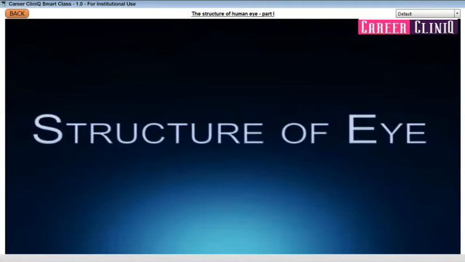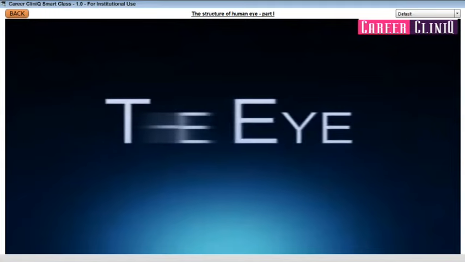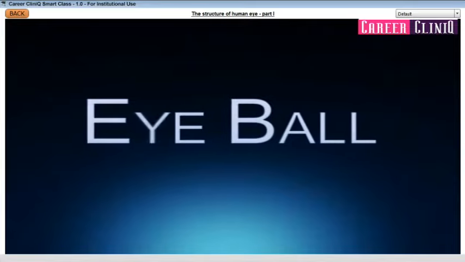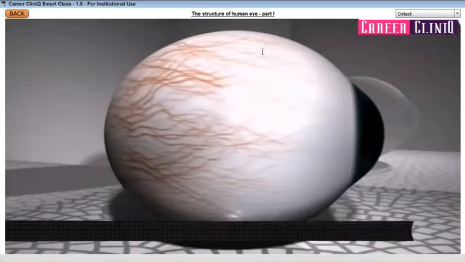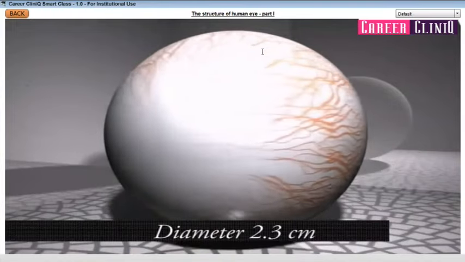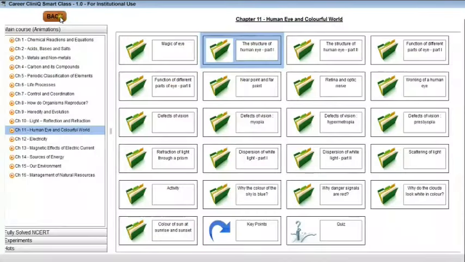Let's discuss the structure of eye first. The eye. Eyeball. The eyeball is almost spherical in shape, having a diameter of about 2.3 centimeters.